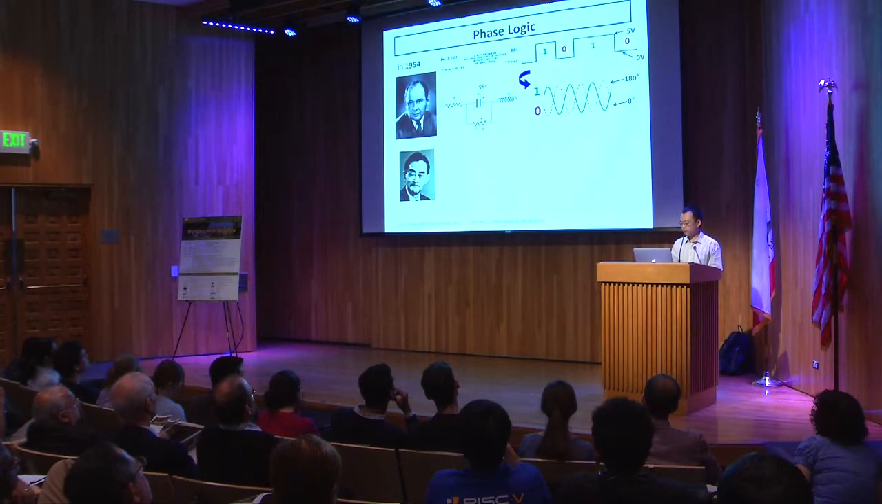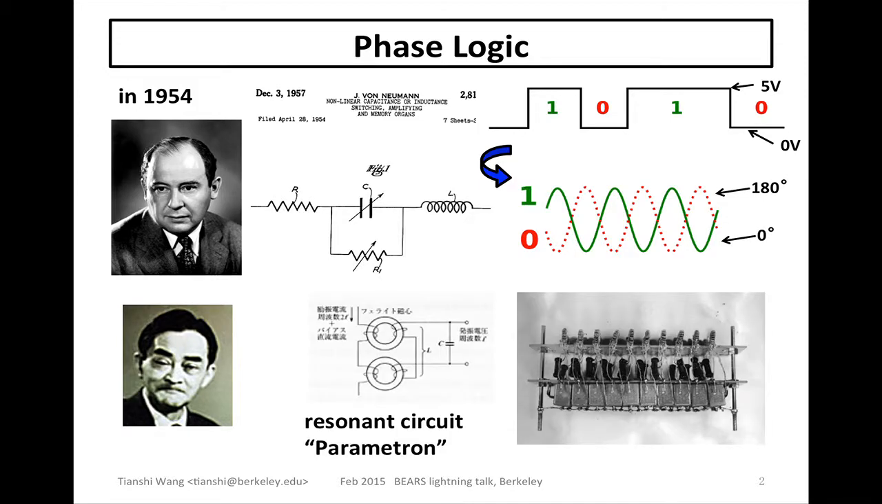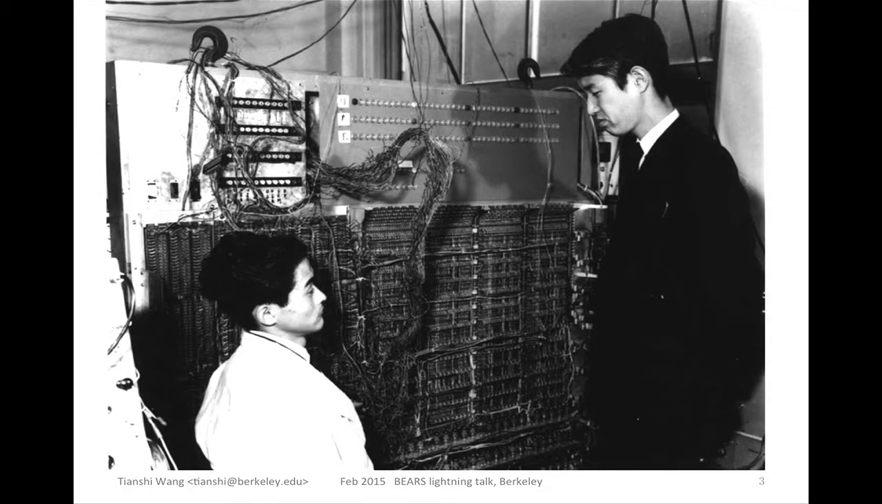In the same year, Eiichi Goto from Japan came up with the same idea, and he actually built circuits to implement his idea. He called them parametrons, and they are essentially filters made with inductors and capacitors. Using parametrons, Goto built computers that could operate with phase logic.